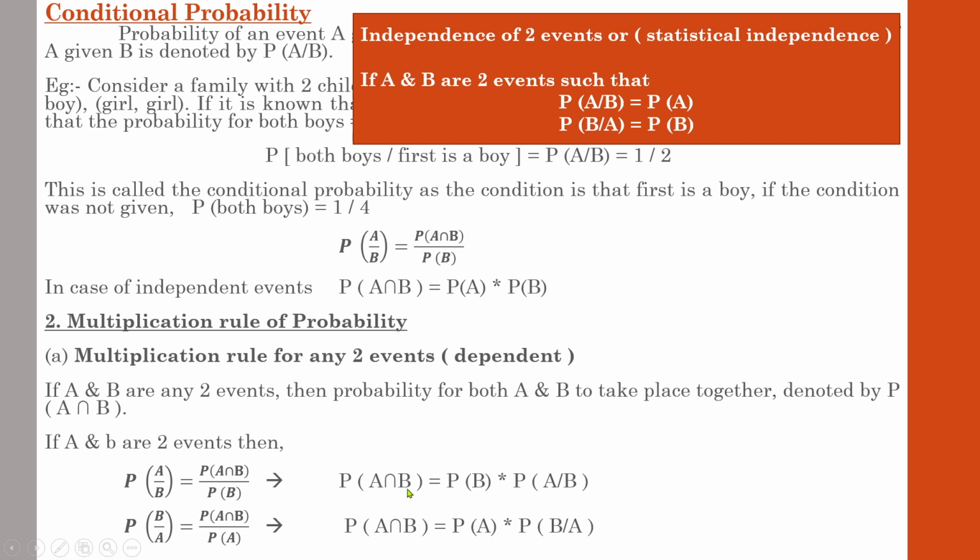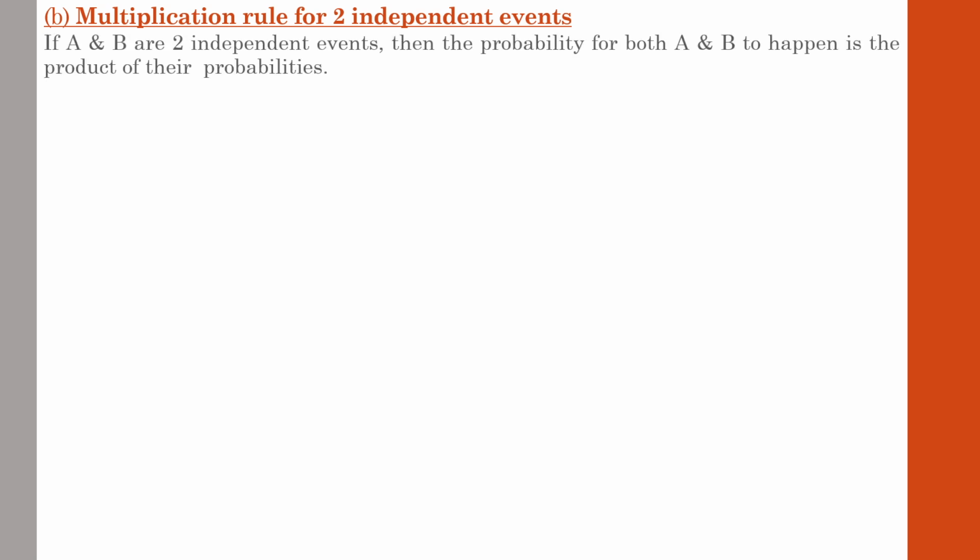And just like this one, there is another case that comes under the multiplication situation, when multiplication rule is applicable in case of two independent events. If A and B are two independent events, then the probability for both A and B to happen is the product of their probabilities. It's very easy, one of the easiest equations with regard to addition or multiplication. This one is very easy.